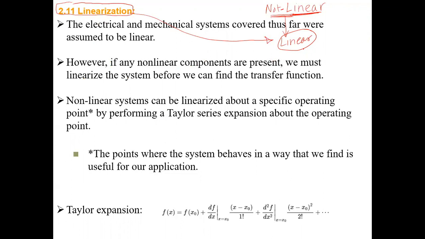So if the system is not linear, you cannot find the transfer function, right? So that's why you have to somehow be able to linearize the system. So suppose you have this guy, right? Is this linear or non-linear? Guys, help me here. Is this linear or non-linear? Linear. This is linear, right? The straight line is obviously linear, right?